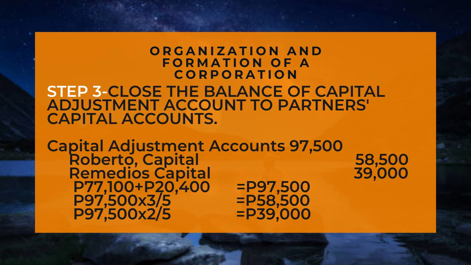77,100 plus 20,400 is equal to 97,500 pesos. 97,500 pesos times 3 over 5 is equal to 58,500 pesos. 97,500 pesos times 2 over 5 is equal to 39,000 pesos.